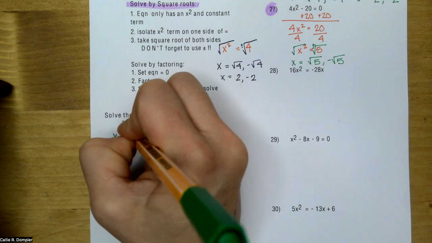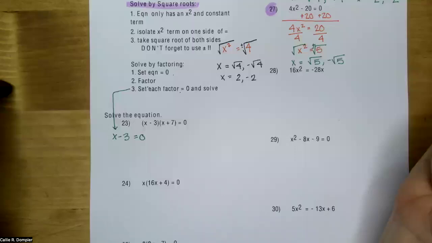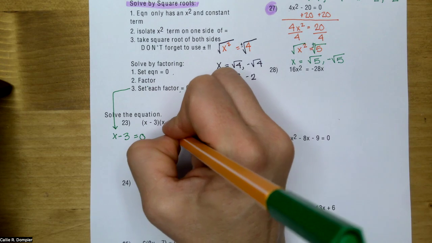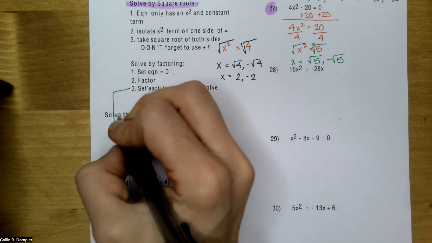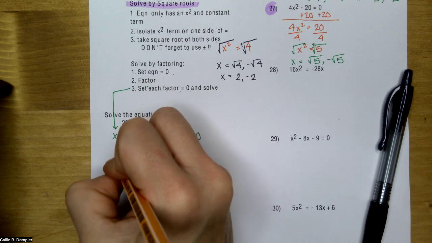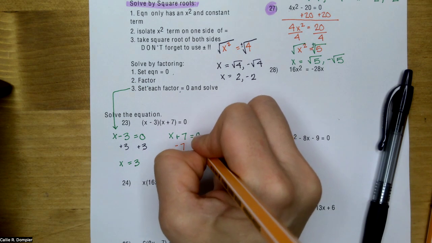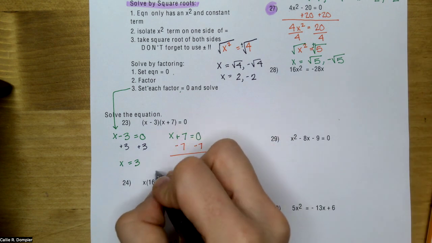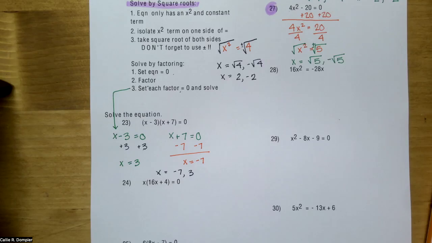X minus 3 equals 0. That's what we mean by set each factor to 0. That is a factor. It is now set to 0. We solve for x. Here is the other factor. We set it equal to 0, and we solve for x. So here we just add 3, and we get x is equal to 3. Here we just subtract 7, and we get x is equal to negative 7. So my answer is x is negative 7 and 3 for number 23.